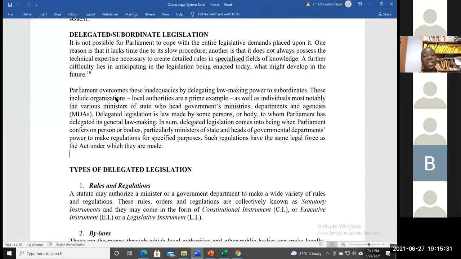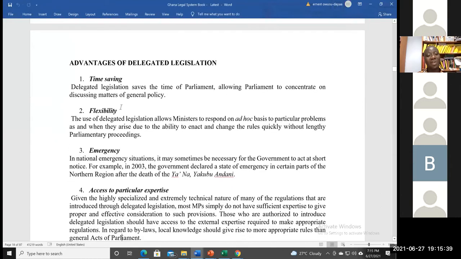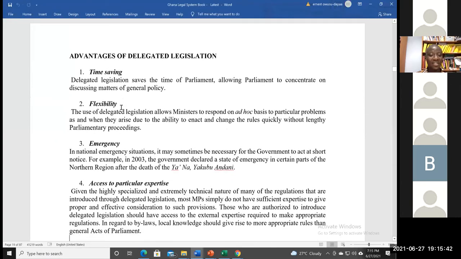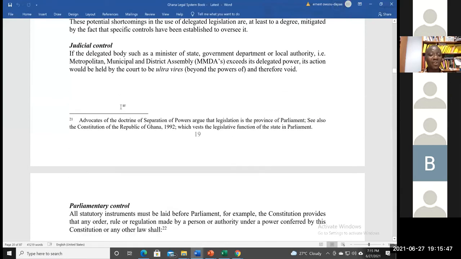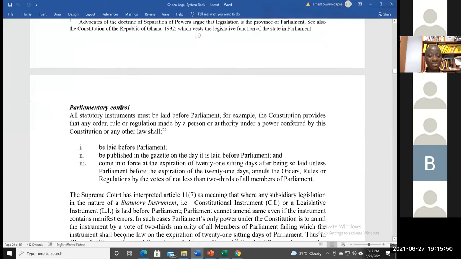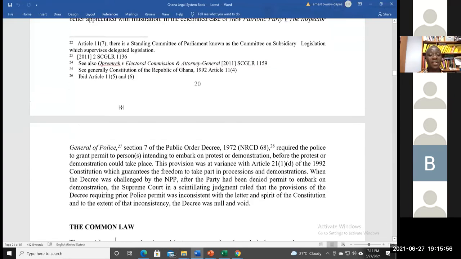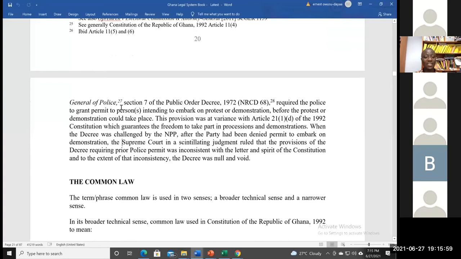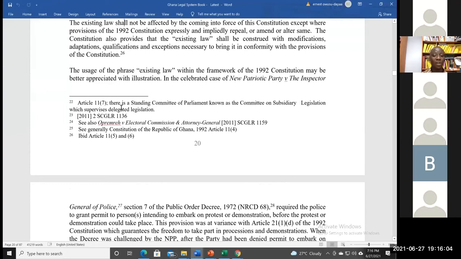And having explained, then you have to give examples, right? It's not enough just to say that. Just give an example. For example, one easy example is the Intestate Succession Law, 1985. That is an example of existing law. It was enforced before the coming into force of the 1992 Constitution. So that is fine. And again, you need to also touch on the fact that for existing law to continue to be part of the laws of Ghana, it has to pass the test of constitutional compliance.